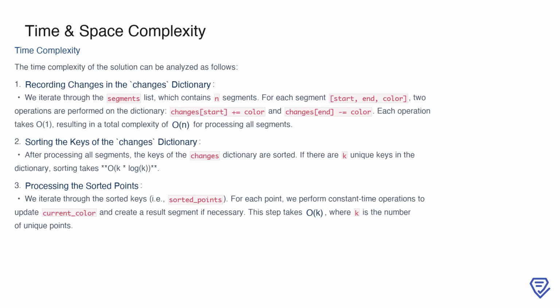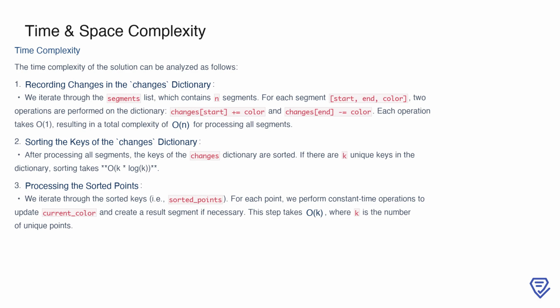To analyze the time complexity of our solution, we can break it down into 3 main steps. First, we record the changes in the changes dictionary. This involves iterating through the segments list, which contains n segments. For each segment, we perform 2 operations on the dictionary, adding the color value at the start point and subtracting it at the end point. Since each of these operations takes constant time, the total complexity for this step is O(n).